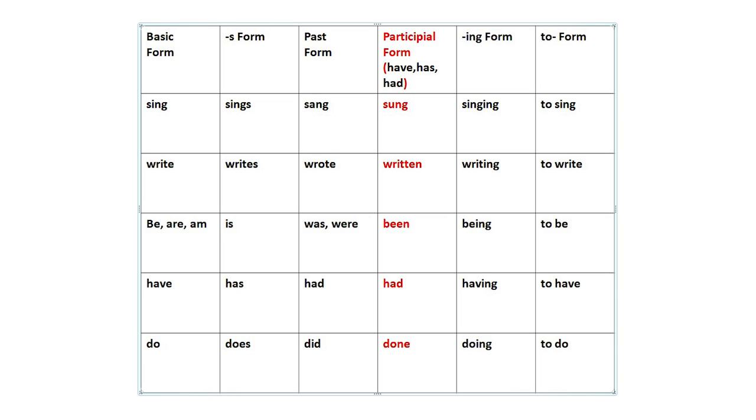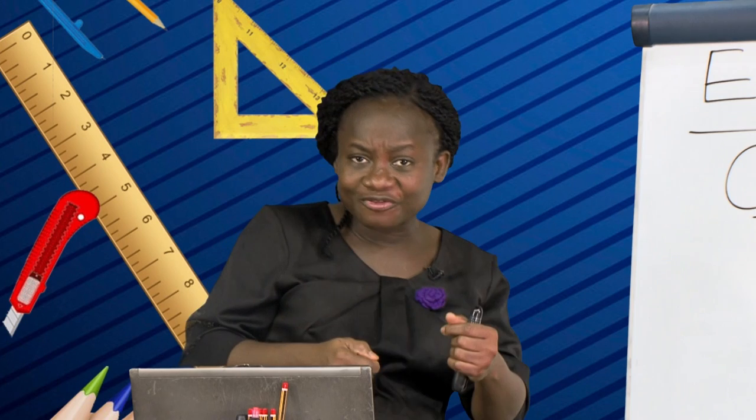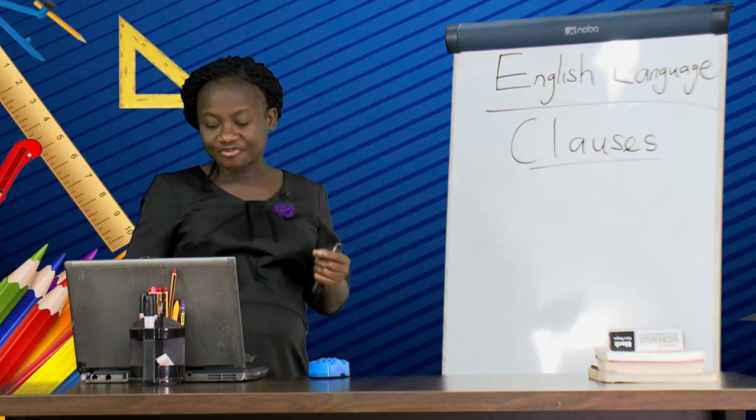So it's possible to have the past form and the participial form of a verb spelled exactly the same way. So, if you find a group of words that has a verb with a form that is spelled the same way in the past form or participial form, treat it as a clause. The verb have has a past and participial form as had. So if you find a group of words that has had, just treat that group of words as a phrase.